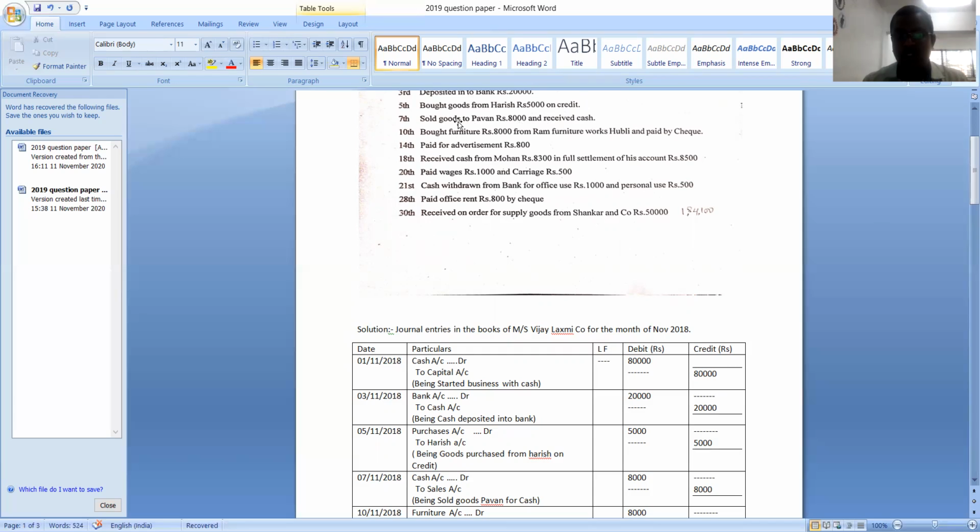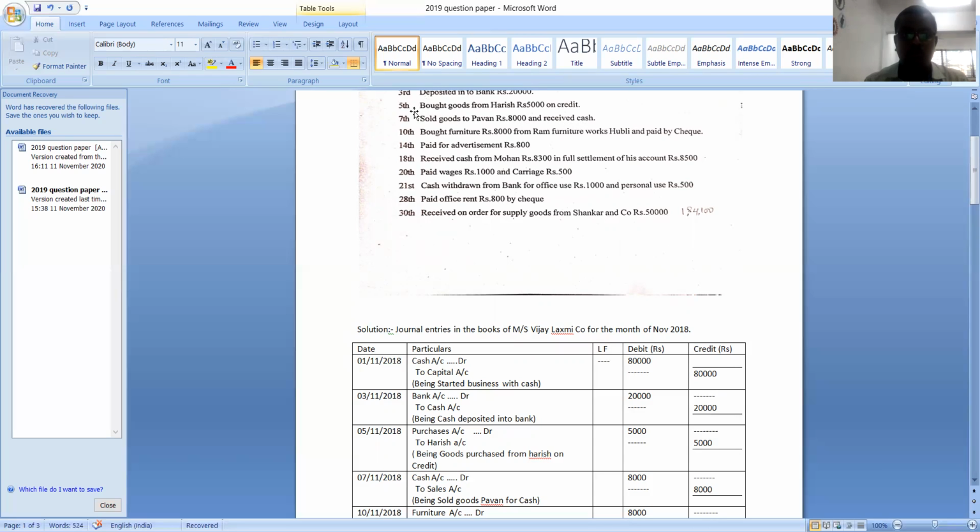Here they said that goods are sold to Pawan for cash, meaning received cash. It is nothing but a cash transaction. So in cash transaction, person is not important. Cash is important. Understood? If it is a credit transaction, person is important. If it is a cash transaction, person is not important. What is important? Cash is important. So what is the transaction? Sold goods to Pawan rupees 8,000 and received cash.